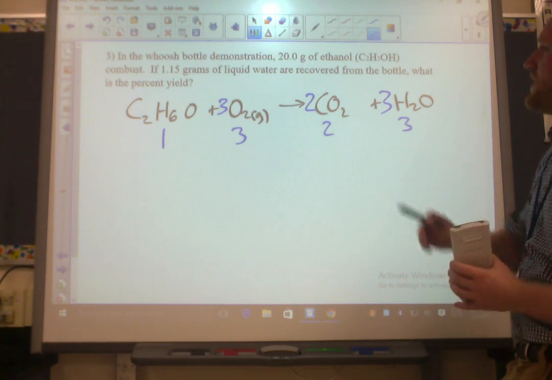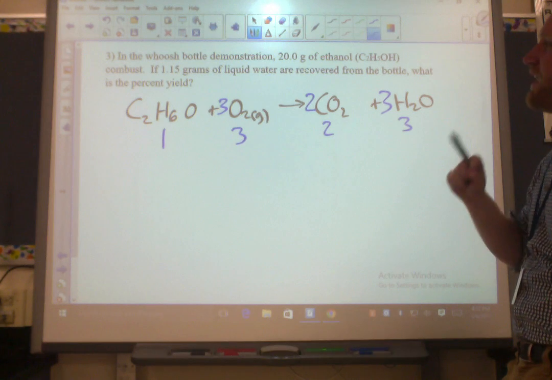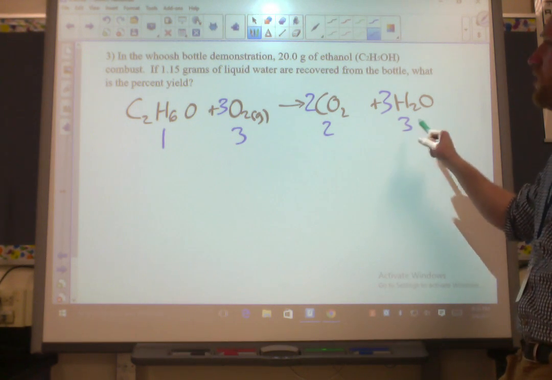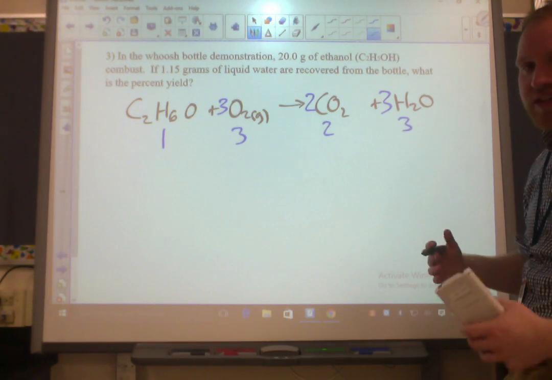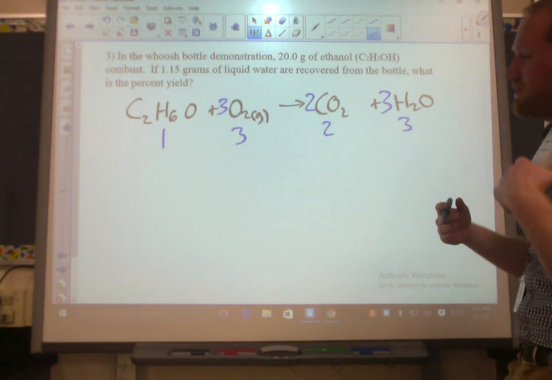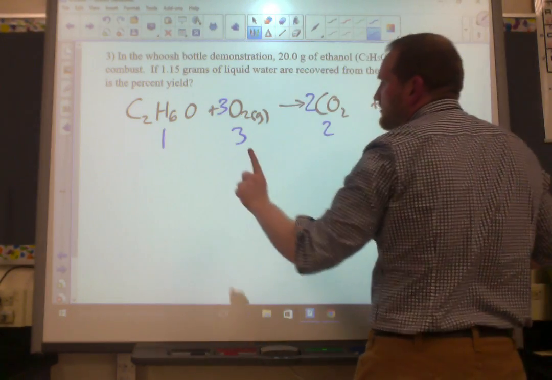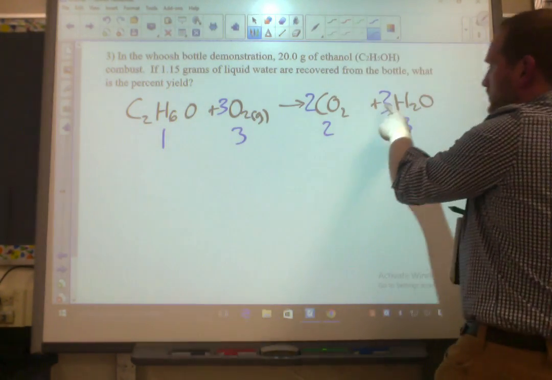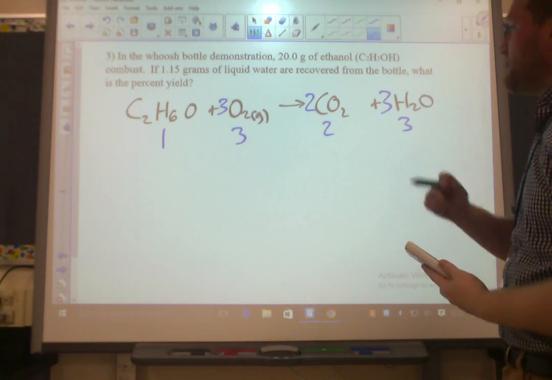All right, the problem says 20.0 grams of ethanol combust. If 1.15 grams of liquid water are recovered, what is the percent yield? So this is going to be a percent yield problem, so I need to work out the grams in, grams out. So my goal is this. I need to figure out if I put 20 grams of ethanol in, how much liquid water should I get? That's theoretical yield. Let's work it out.